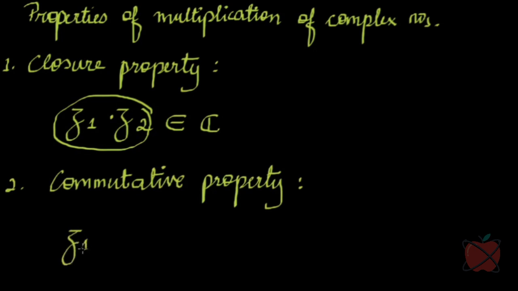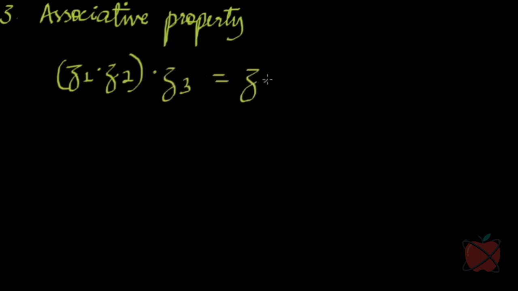Then we have commutative property. That means if I multiply z1, z2, it's the same if I multiply z2, z1. The answer will be still the same. That's the meaning of commutative property of multiplication. And associative property means, let's say I multiply z1 and z2 first, and whatever I get from there, I multiply with z3. Or what I do is I first multiply z2 with z3, and whatever I get from there, I multiply with z1. Whichever way I group the numbers, the answer is still the same. So that's the associative property.